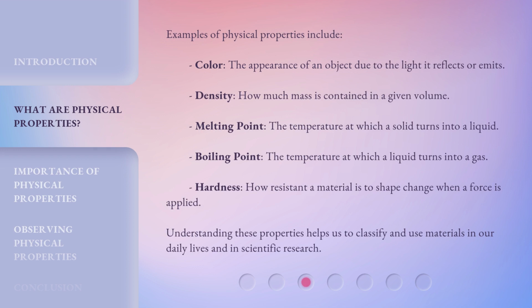Examples of physical properties include color, the appearance of an object due to the light it reflects or emits; density, how much mass is contained in a given volume; melting point, the temperature at which a solid turns into a liquid; boiling point, the temperature at which a liquid turns into a gas; hardness, how resistant a material is to shape change when a force is applied. Understanding these properties helps us to classify and use materials in our daily lives and in scientific research.